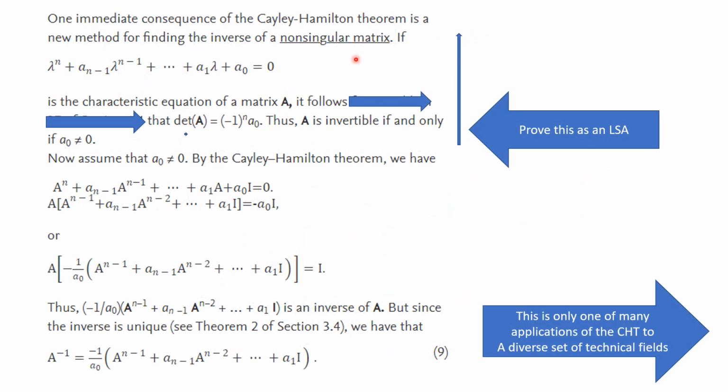Now, one immediate consequence of the Cayley Hamilton theorem is a new method, and in fact a better method for finding the inverse of a non-singular matrix. As you know, there are very good ways for us to raise matrices to a power. So if lambda to the n plus a sub n minus 1 lambda to the n minus 1 plus all the way down to a1 lambda plus a0 is equal to 0 is the characteristic equation of a matrix, it follows that the determinant of A is equal to minus 1 to the n times a0. Thus, A is invertible if and only if a0 does not equal 0.